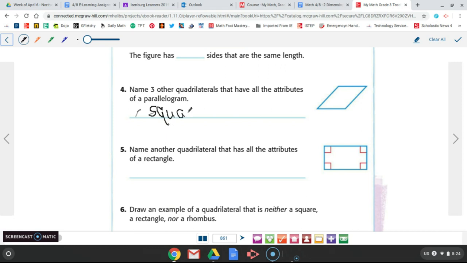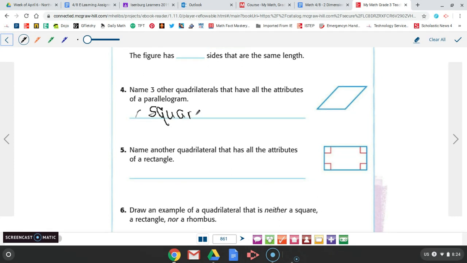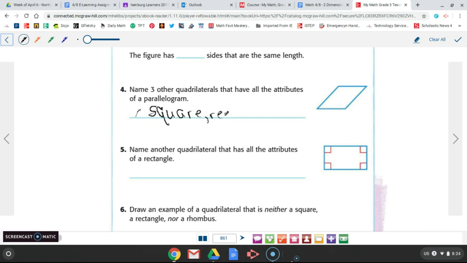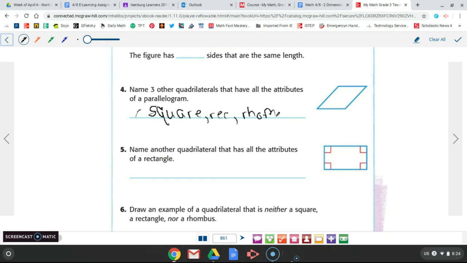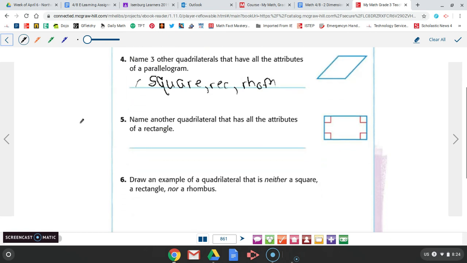And another kind of shape that is a parallelogram would be rectangles. So I'm going to make that short and just put rec so that it doesn't take me forever to write all these words on the screen. So a rectangle, and then a rhombus can also be called a parallelogram. So I'm just going to put rom. All of them follow the rules of parallelograms. So those 3 quadrilaterals are special kinds of parallelograms.